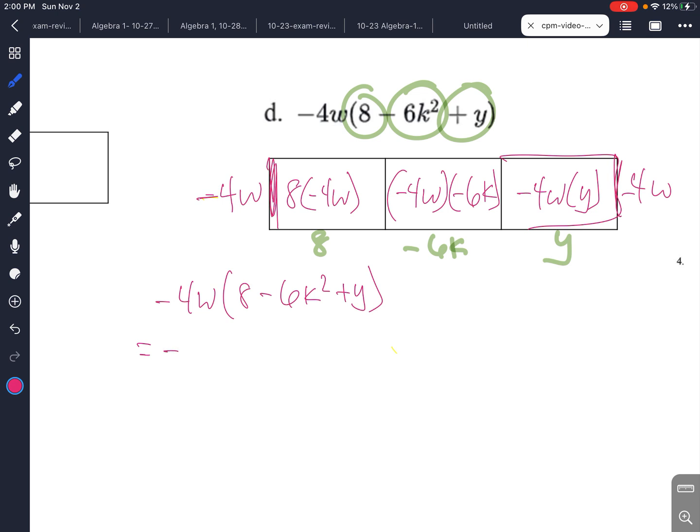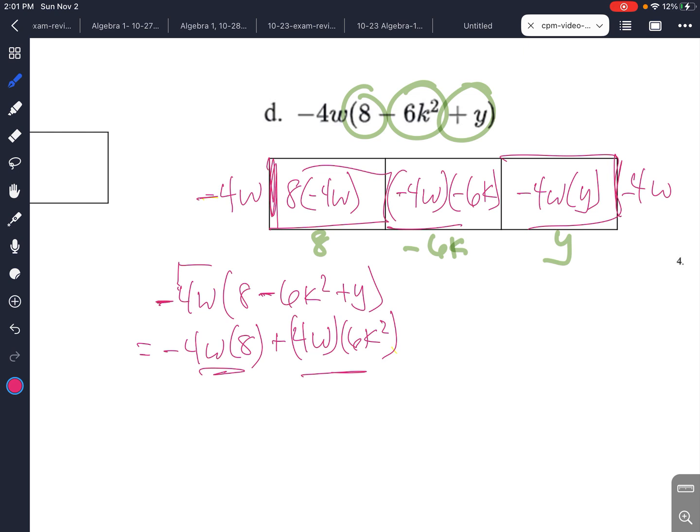That's going to be equal to negative 4w times 8. Now, stick with me. A negative times a negative is going to be positive. So I'm going to put 4w times 6k squared. So this is the first one. Here's the second one, right? But negative times negative gave me this positive. And here I have a negative times a positive, that's going to be negative. Negative 4wy.